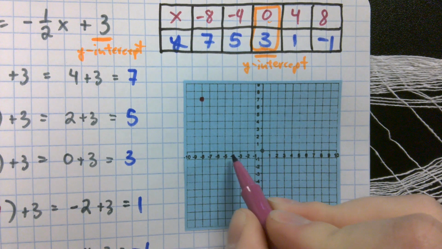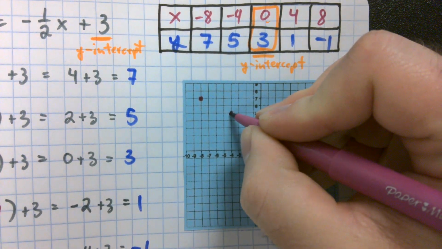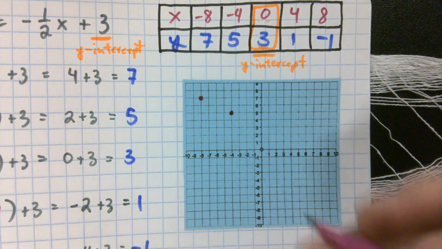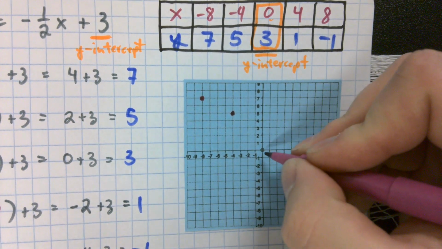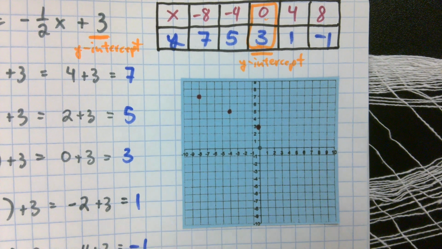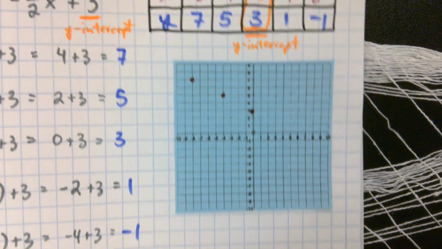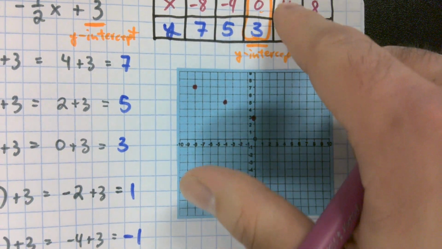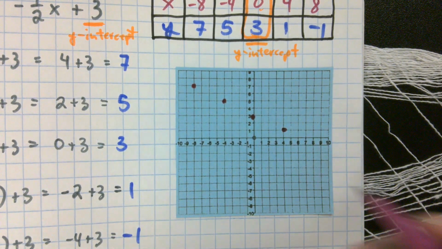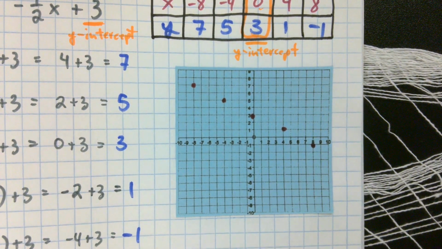Negative 4, comma 5, we go to the left 4, we go up 5, boom. 0, comma 3, like I said, that's my y-intercept, so it should land right there on my y-axis, which it does, thankfully. My fourth point, 4 comma 1 right here on the table. We go over 4, up 1. And then we'll go over 8, down 1 for 8, negative 1.